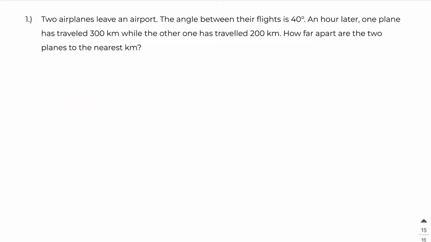All right, so in number 1, it tells us that 2 airplanes leave an airport and the angle between their flights is 40 degrees. An hour later, one plane has traveled 300 kilometers while the other one has traveled 200 kilometers. So how far apart are the 2 planes to the nearest kilometer?